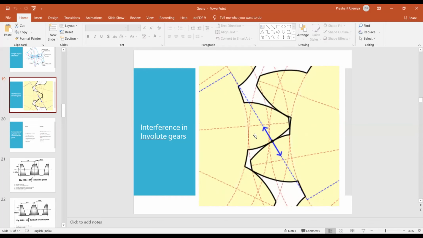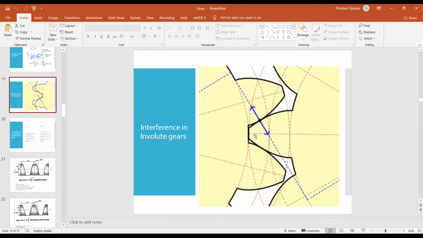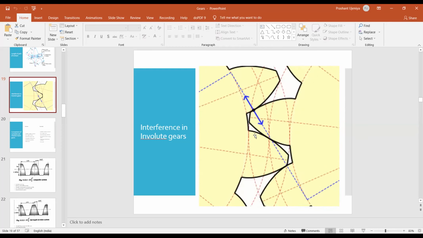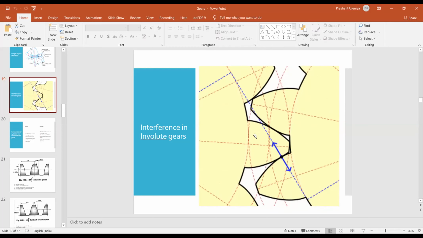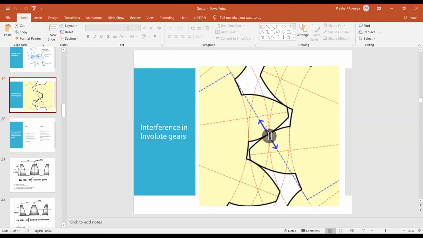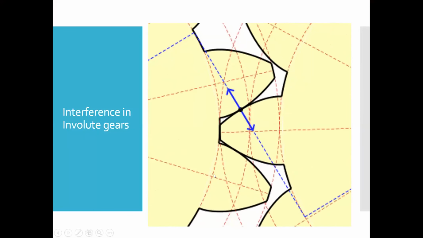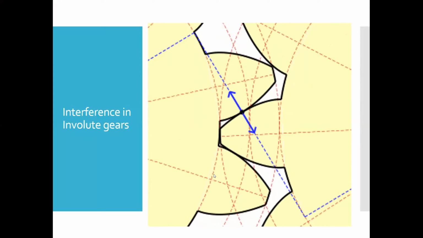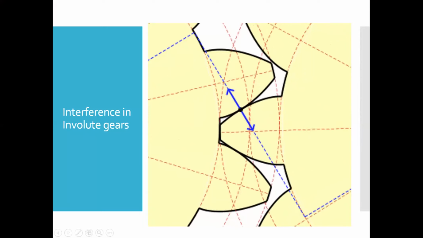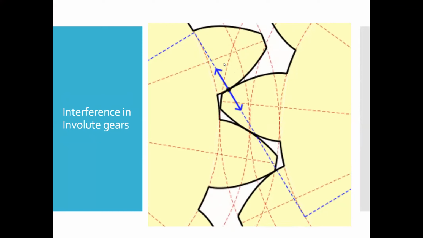Now, in the previous lecture we also discussed interference in the gear. It's a very small equation, but understanding is important. What is interference? See, in this animation we can observe that two gears are in mesh. Now, what is the phenomenon known as interference?